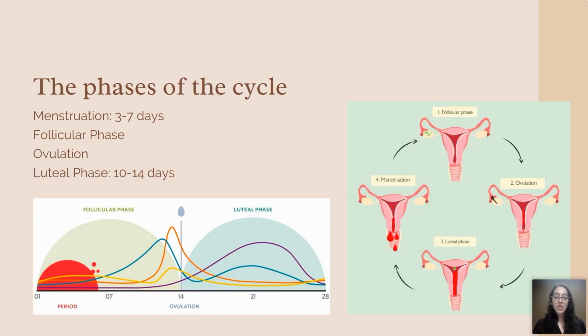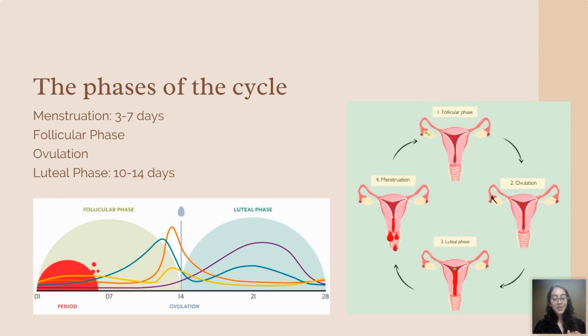So ovulation really is just a 12 to 24-hour event when that egg gets released from the follicle in the ovary. So that egg stays around for 12 to 24 hours, waits around to see, am I going to get fertilized or am I not?